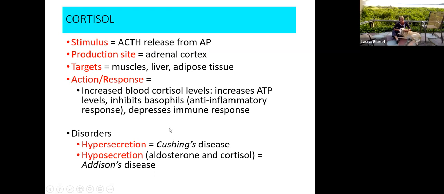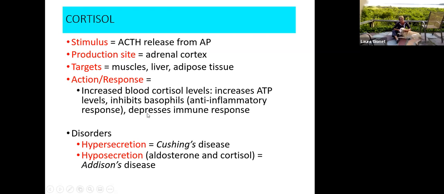So essentially, you're doing a lot of the things that epinephrine and norepinephrine would kind of do, but this is over long-term accommodation to stress, right? Both psychological and physical stress. So we're increasing ATP levels, we're inhibiting basophils, which means it has an anti-inflammatory response. So in lab, someone shows you a picture of a basophil from those models from the first blood lab. We're going, okay, what's the effect of cortisol on this cell? You're going to say it inhibits it.